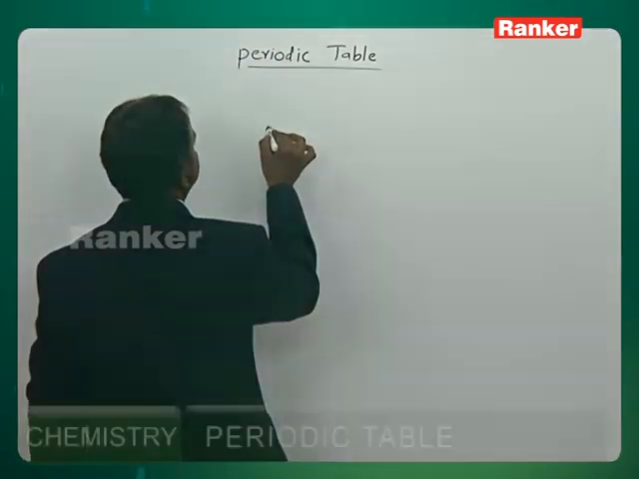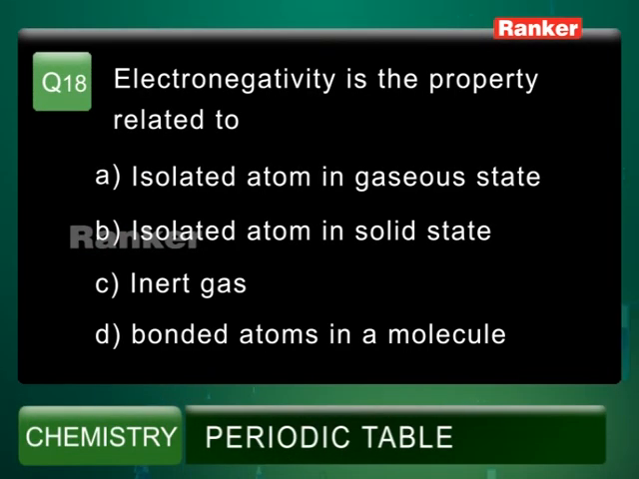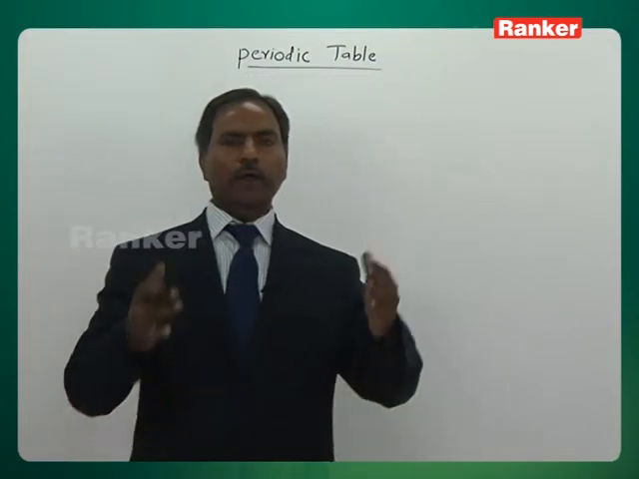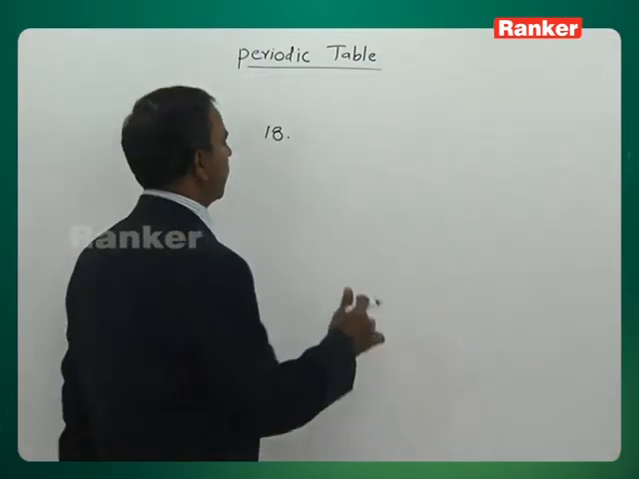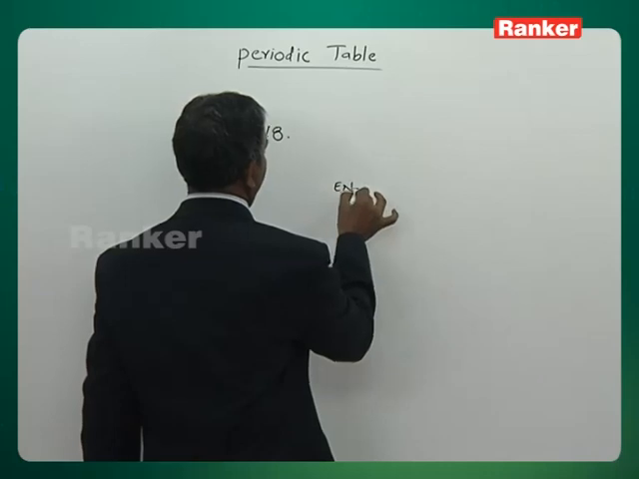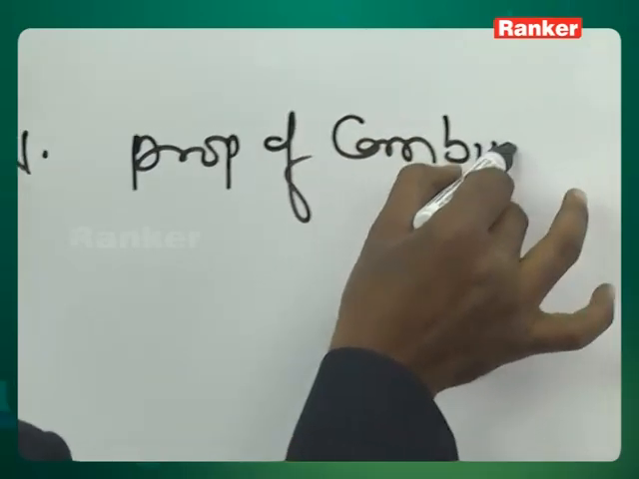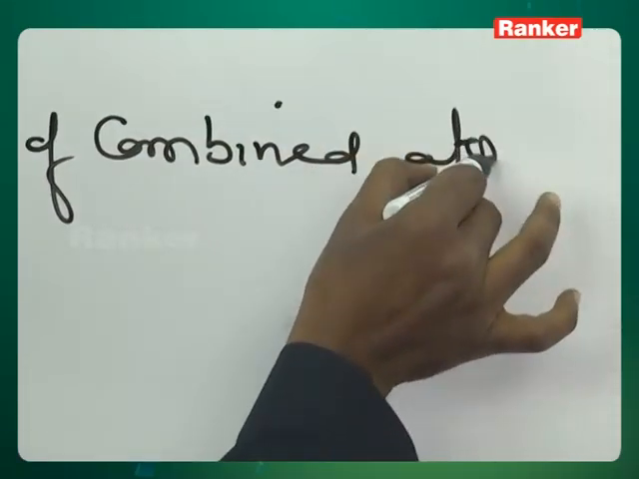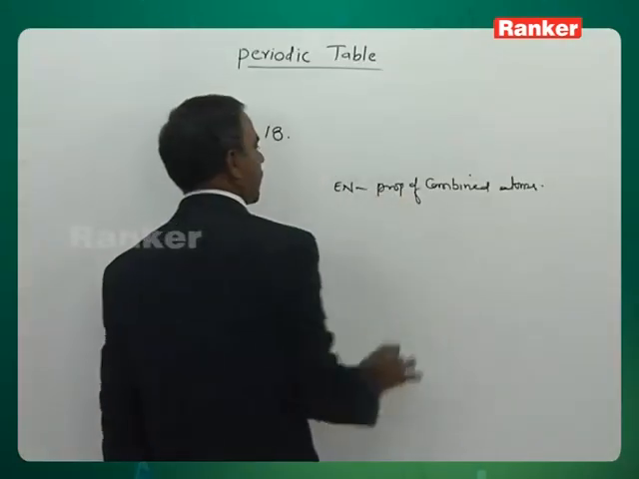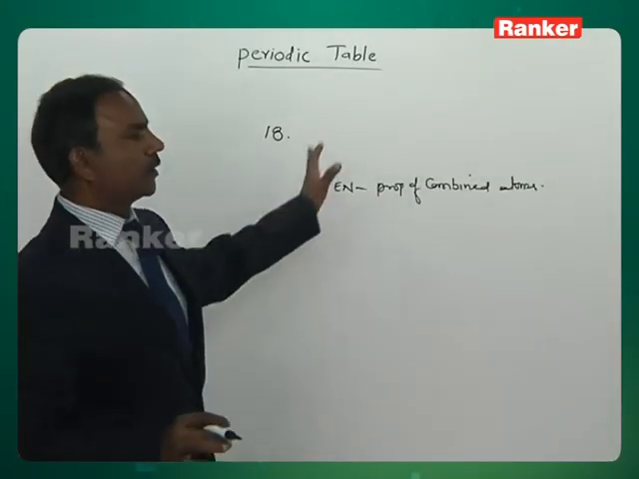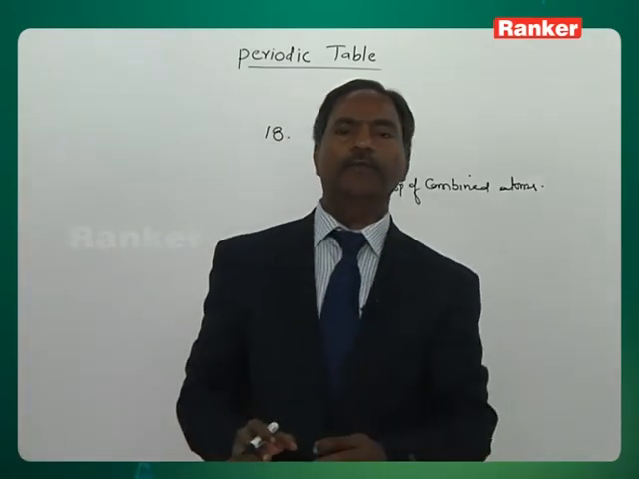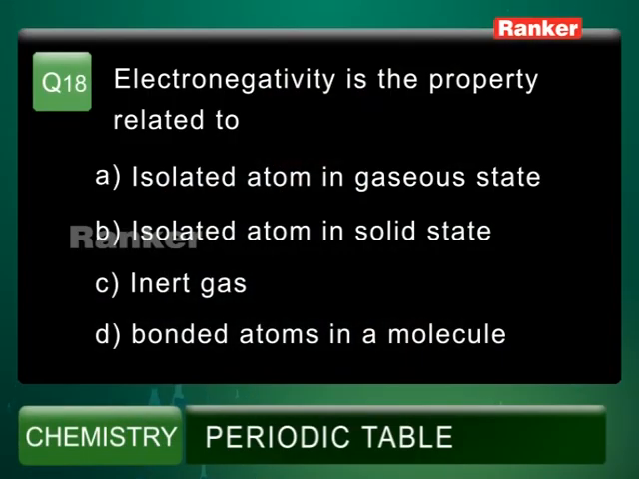Question number 18, electronegativity is the property related to an isolated atom in the gaseous state, an isolated atom in the solid state, inert gas, or bonded atoms in the molecule. Generally, electronegativity we call it the property of combined atoms. It is not the property of an isolated or single atom. Therefore, the 18th answer is D.